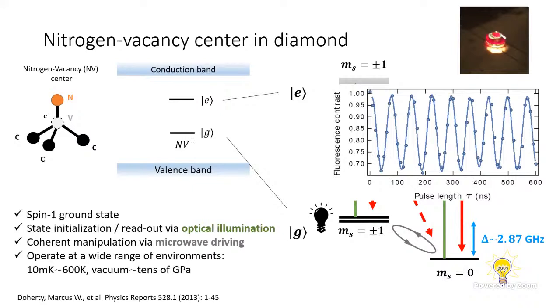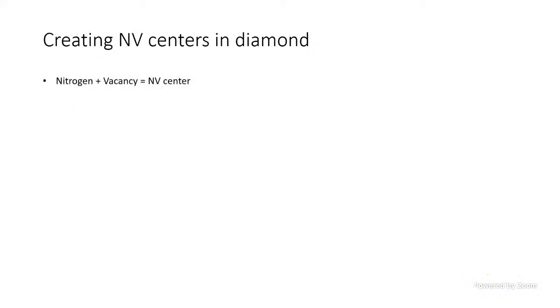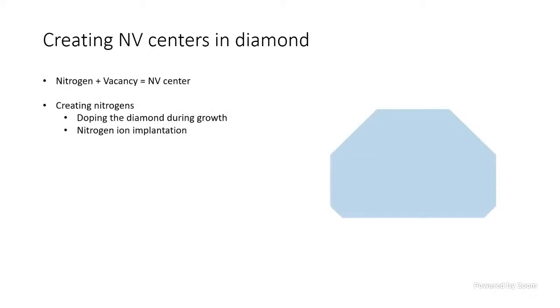Okay, so just one more slide on the NVs. In general, in a diamond, an NV is a nitrogen and a vacancy. So to create them, literally you just need to introduce nitrogen and vacancy into your system, right? So how to do this? We start with a diamond, and typically we can have two different diamonds to start with. One is a diamond that is already doped with nitrogens, or we can do ion implantation to create a lot of nitrogens in the diamond as well.